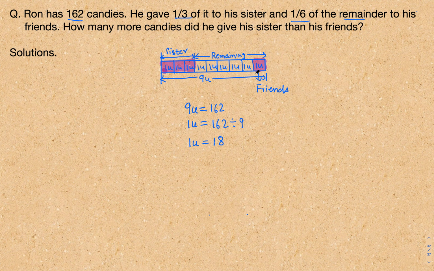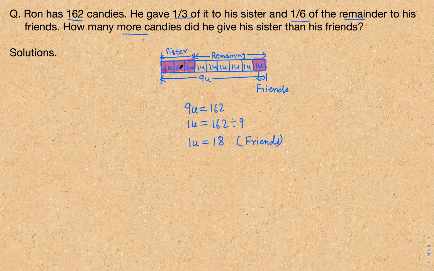And if you see carefully, that's his friend's amount. His friends got 1 unit. That means his friends got 18 candies. So we can write here that this is what his friends got. Now let's read the question. How many more candies did he give his sister than his friends? So we already know how much his friends got from him. Now we have to know how much his sister got from him, so that later we find the difference between the two.